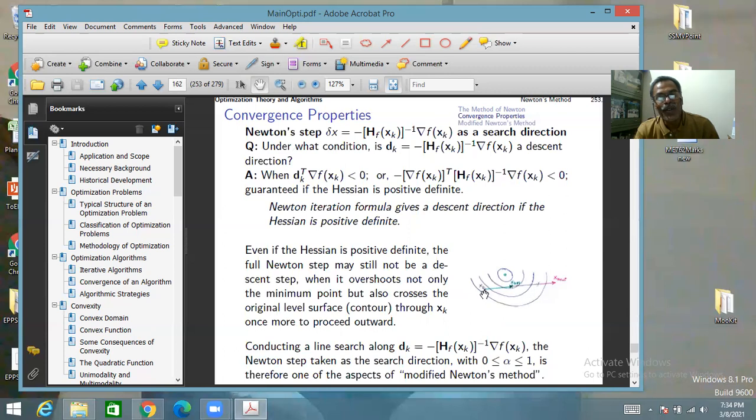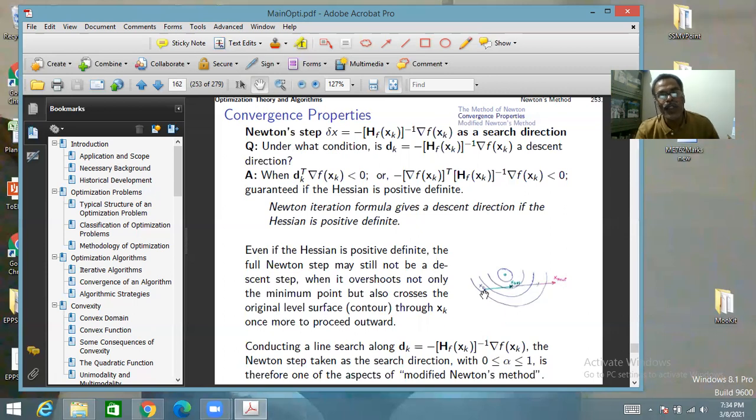Whatever was the function value here is the same as here, and you would cut that also outward and end up increasing the function value. So it is possible that it not only overshoots the minimum point but overshoots so much that it goes beyond the contour curve or the level surface through the original point from where the line started.